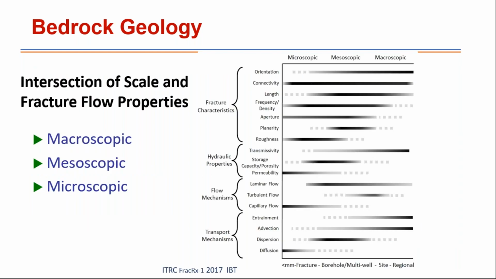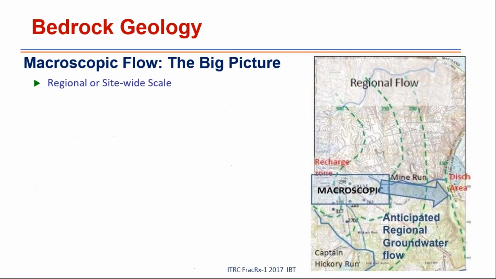So don't try to read this right now. You can look at your PDF of this later. This is going to give you an idea of what scale we look at and how that affects the fracture flow properties. We have macroscopic, mesoscopic, and microscopic. For orientation, you can use mostly mesoscopic and macroscopic. Length of fractures is mesoscopic and microscopic, or macroscopic. But if you look at the aperture size, it's more microscopic and mesoscopic. This gives you a better idea of where to expect to see which properties.